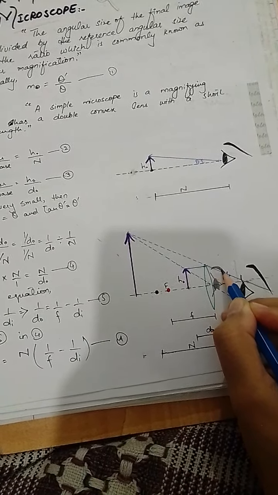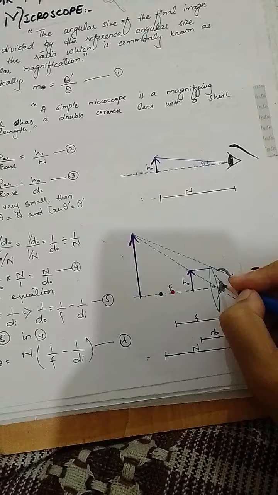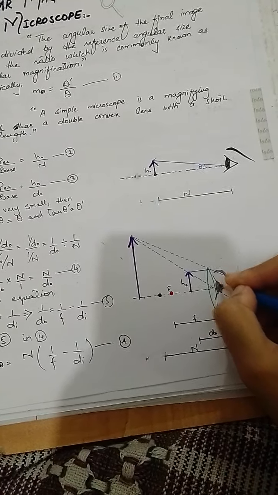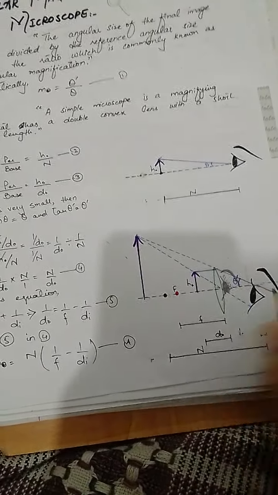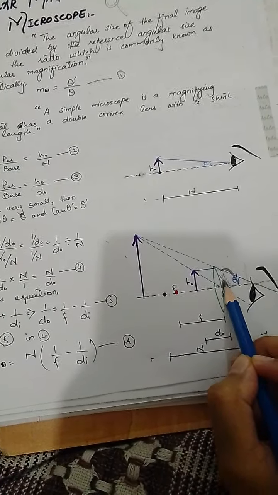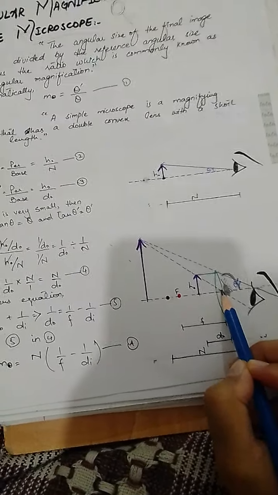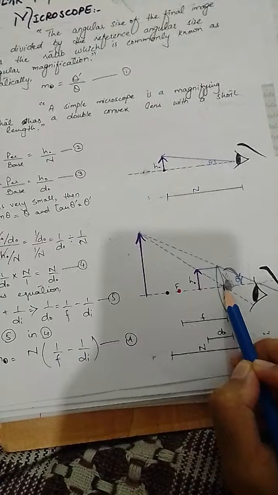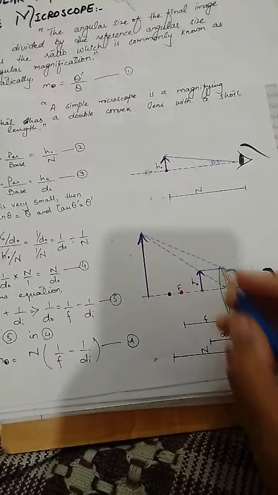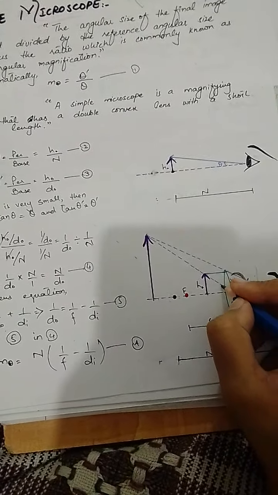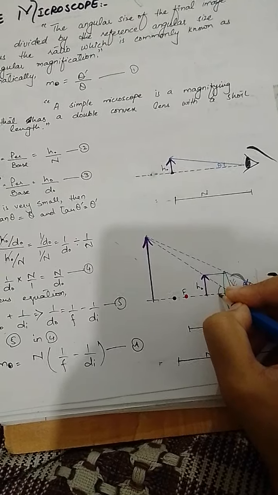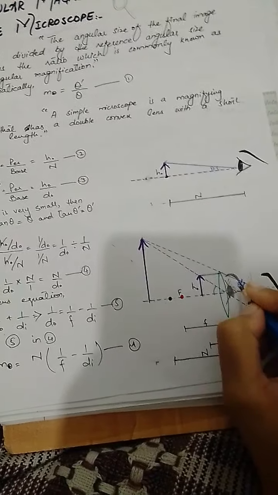I'm really bad at drawing. Okay, this is the eye. We have just brought it very close to the center. Okay, why did we do this? We did this because we want this angle to become equal to this angle.